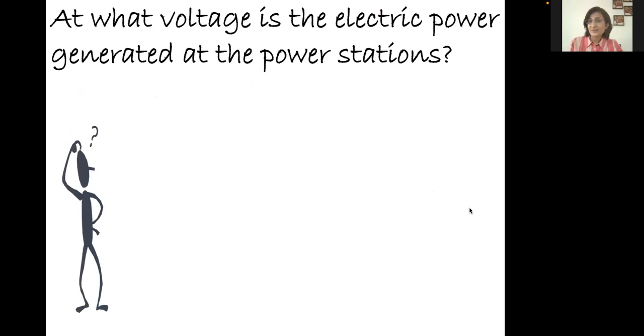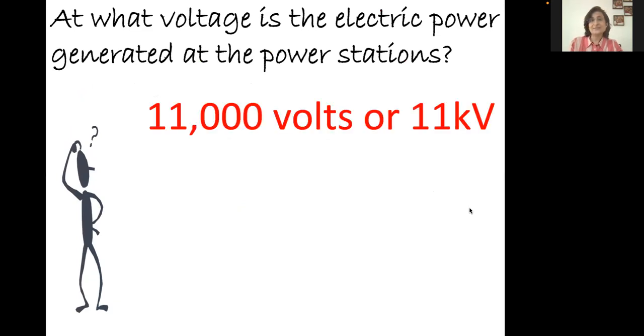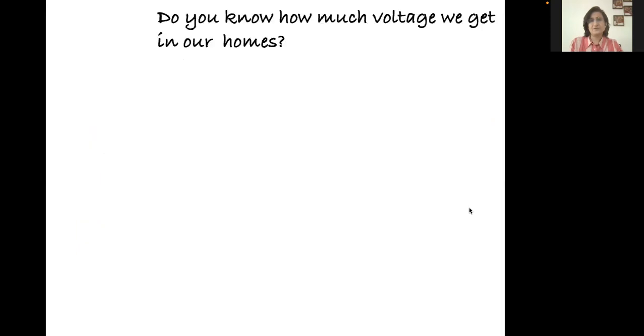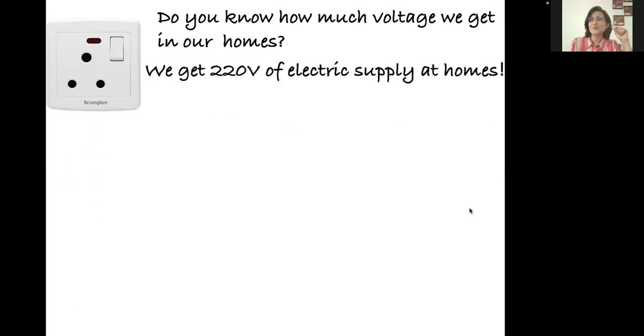At what voltage is the electric power generated? Yes, it is 11,000 volts, which can be written as 11 kV. That high. But do you know how much voltage we get in our homes? You're familiar with how much voltage you get in this socket? Yes, we get 220 volts.